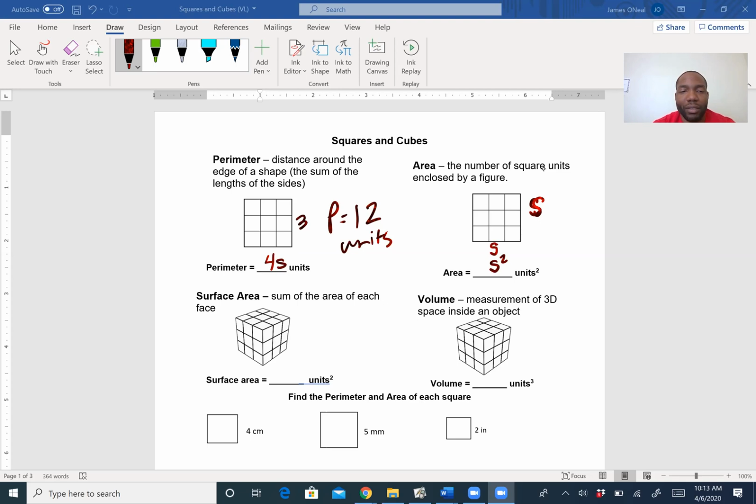Number of square units. Okay, the number of square units enclosed will be the side times the side, which would be side squared. All right.